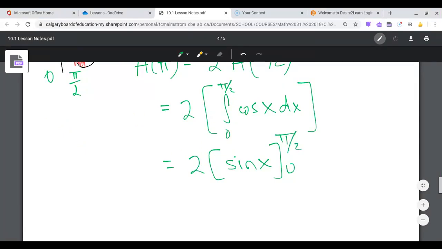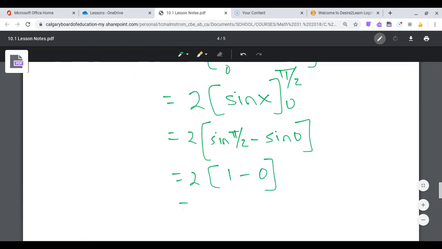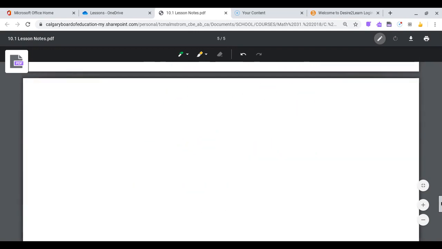And so we get that this is equal to 2 times sine pi on 2 minus sine 0. Sine pi on 2 is 1, minus sine of 0 is 0, and then 2 times 1 is 2 units squared. So that makes more sense, that I actually get a number for my area, all the way to pi. The second method would be to do them as 2 separate sections.